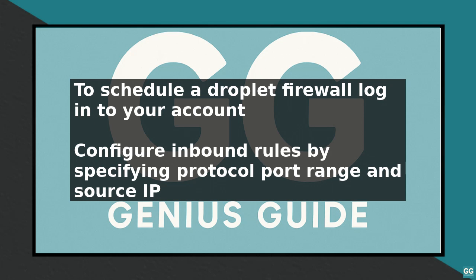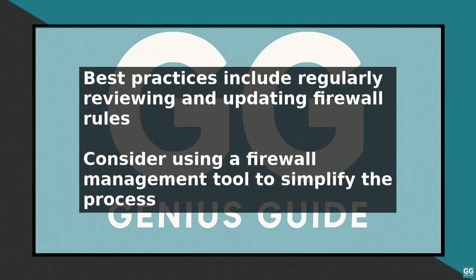After configuring the rules, click on Create Firewall to apply the changes. The firewall will now be active and will start controlling traffic to and from your droplet based on the rules you specified. Best practices for scheduling a droplet firewall include regularly reviewing and updating your firewall rules to ensure they are still relevant and effective.